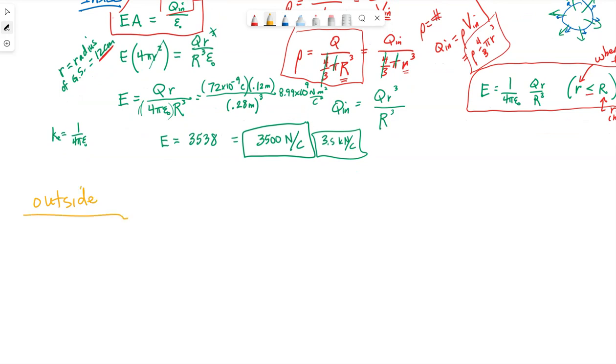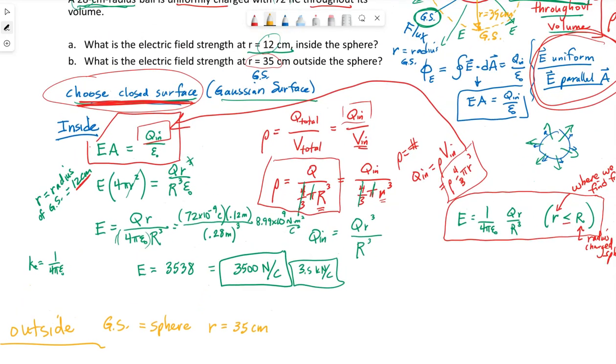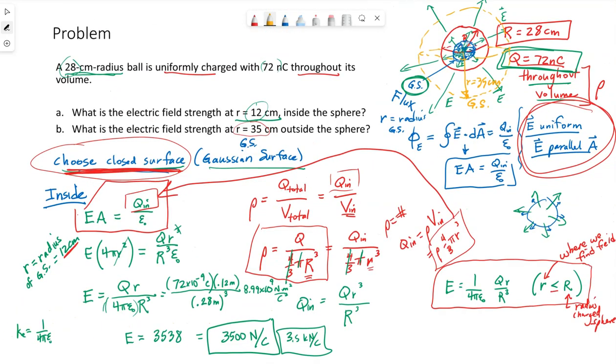So outside, our Gaussian surface is another sphere with a radius lowercase r, which we're going to set up symbolically. But what we mean by this r in terms of answering the question is 35 centimeters, where we're trying to find the field. And this 35 centimeters is from the center of the actual charged object, is where we are measuring that from.